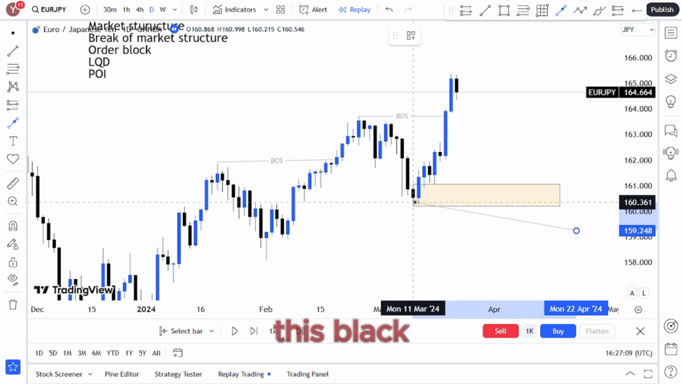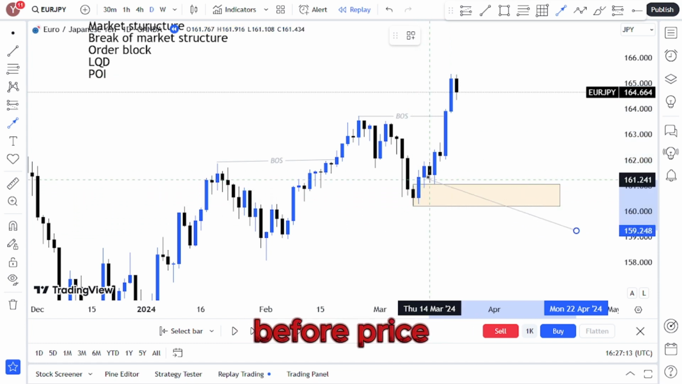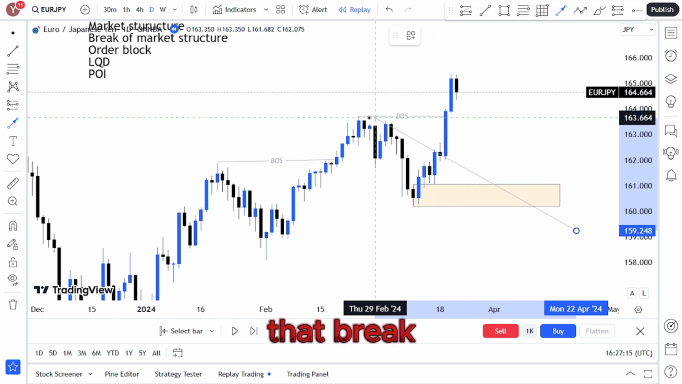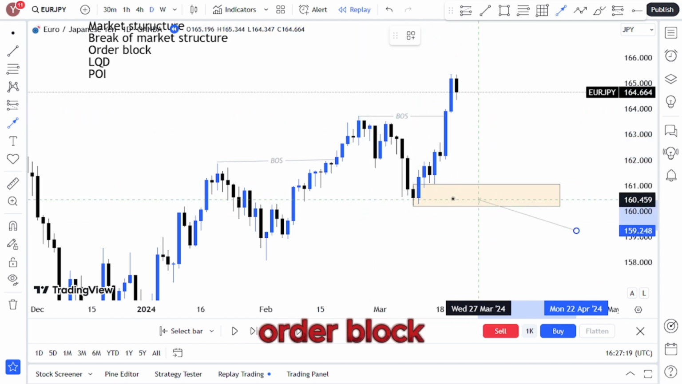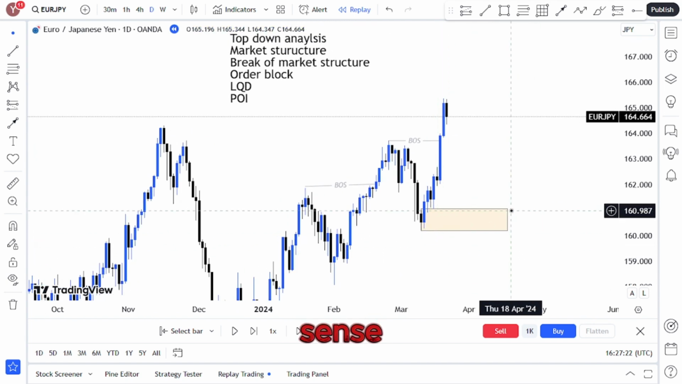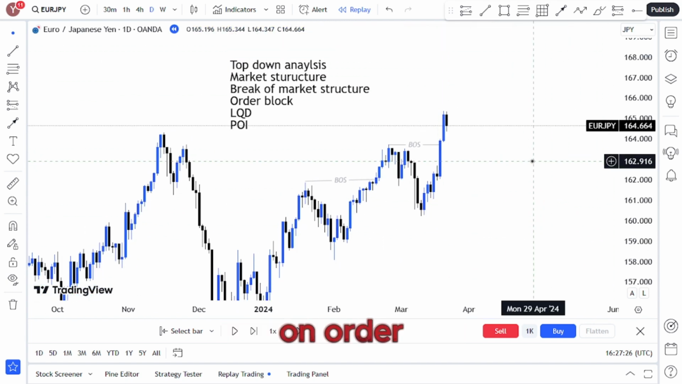So this black candle is a bearish candle. This is the last bearish candle before price starts moving to the upside that breaks structure to your left-hand side. This is what we call an order block. Do I make sense, or should we take another example? So now let's take another example on order block.